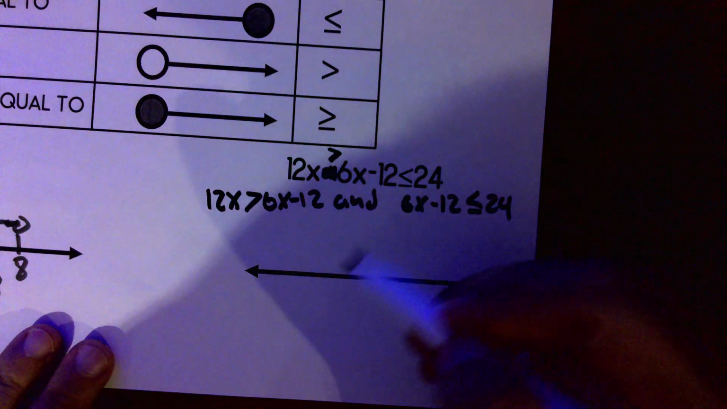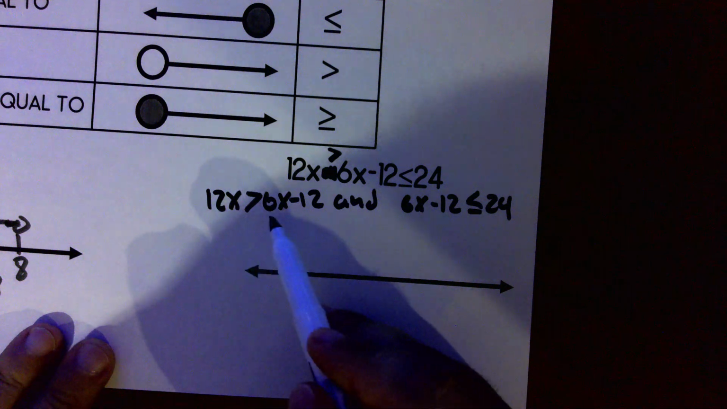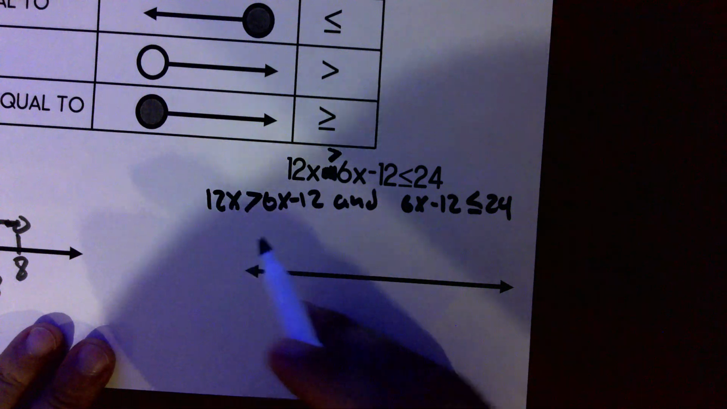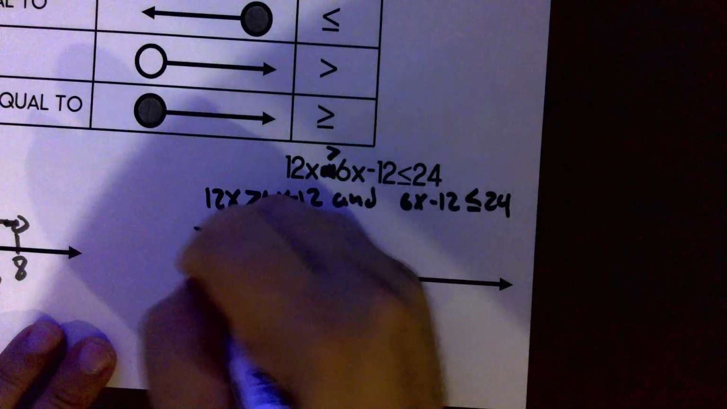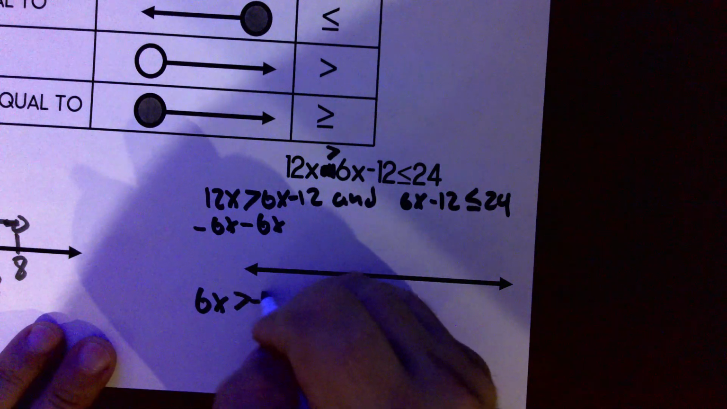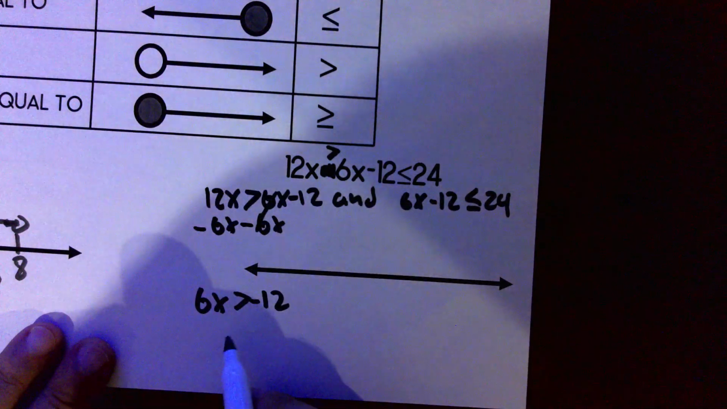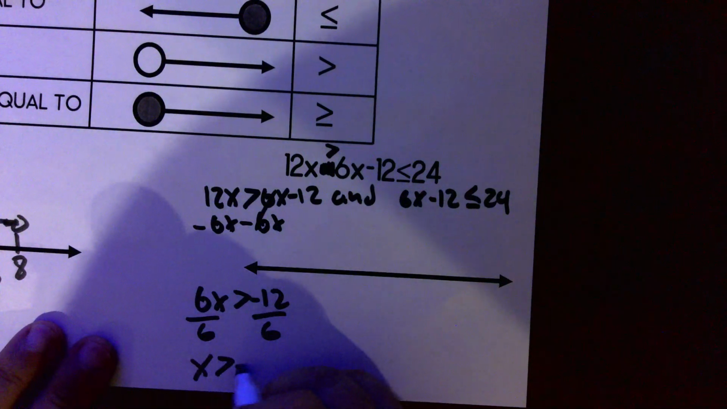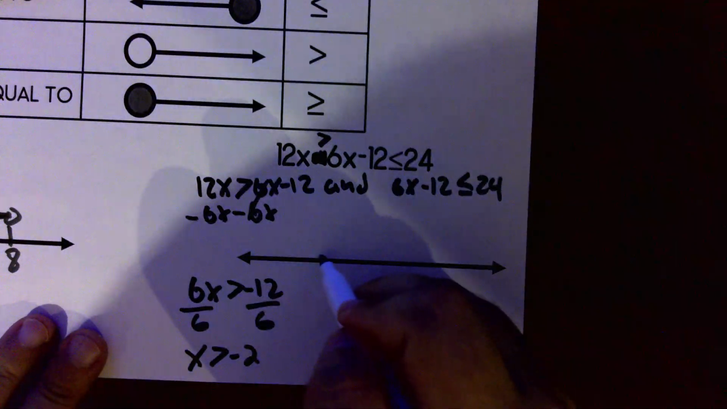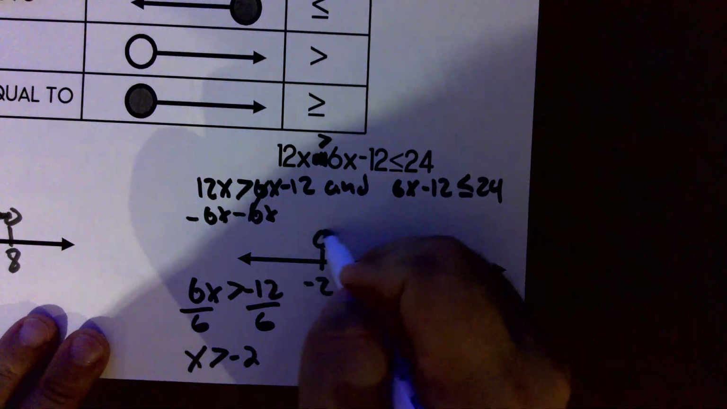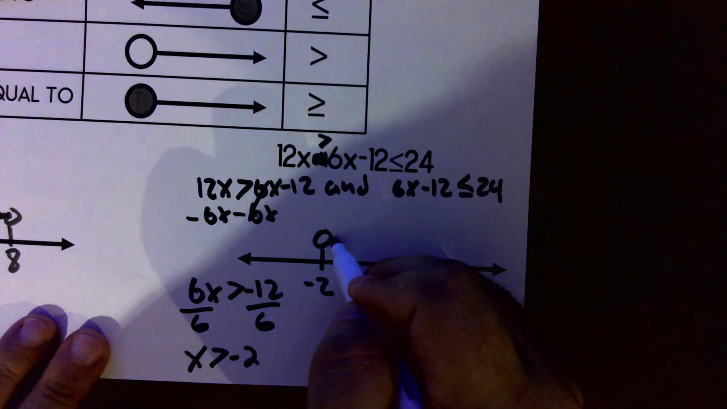Alright, so let's just solve one of these at a time. You want to combine variables, and we already want all the variables on the left-hand side when we're writing this, so I'm actually going to subtract 6x from both sides. So this is 6x is greater than negative 12. Divide by 6, and x is greater than negative 2. So I'm just going up to the number line. I'm going to find negative 2, open circle, and it's greater than, so we're going to the right.